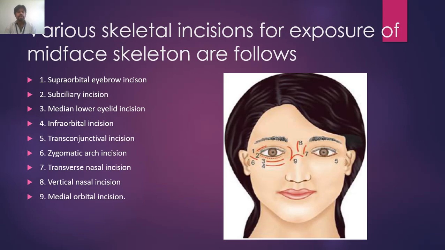The various skeletal incisions for exposure of the skeletal fractures are as follows: the supraorbital eyebrow incision, the subciliary incision, the median lower eyelid incision, infraorbital incision, transconjunctival incision, zygomatic arch incision, transverse nasal incision, vertical nasal incision, medial orbital incision. These are all extraoral approaches. For intraoral approaches, only the periosteal incision or the vestibular incision is used.